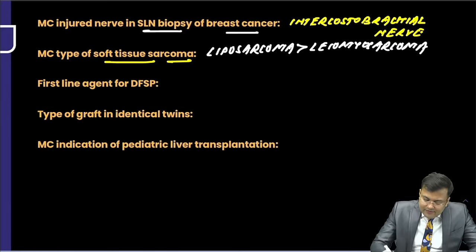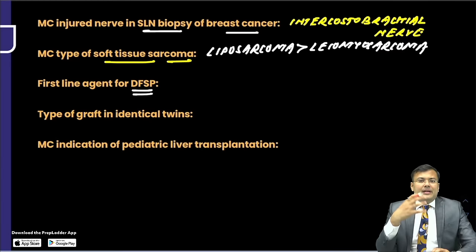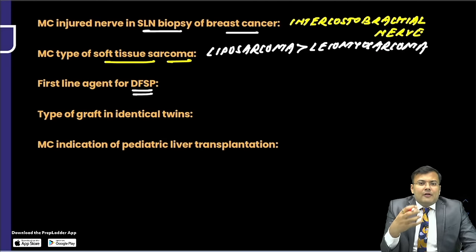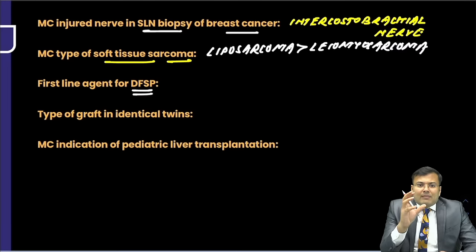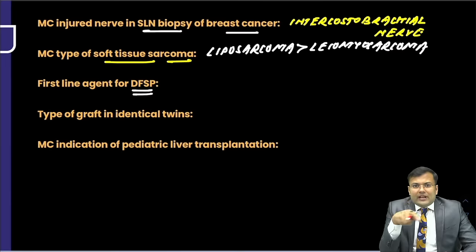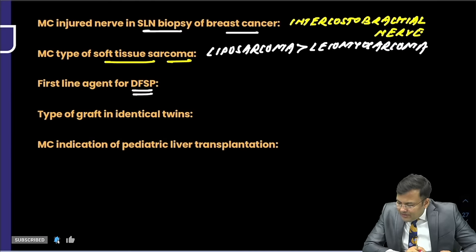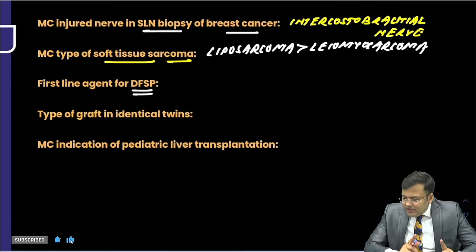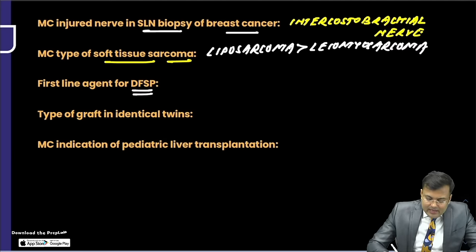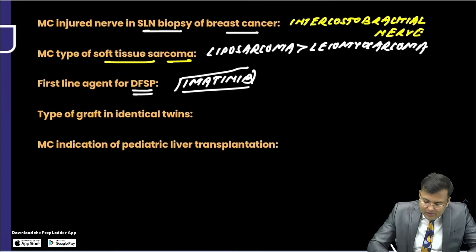Leiomyosarcoma. Next, what is the first line agent for DFSP? DFSP is dermatofibrosarcoma protuberans. It's a sarcoma. We have to take a 2 to 4 centimeter margin around the tumor, but we give one chemotherapy agent. Very good Tripathi, you are a genius. Yes, it is imatinib. This is imatinib. Okay.